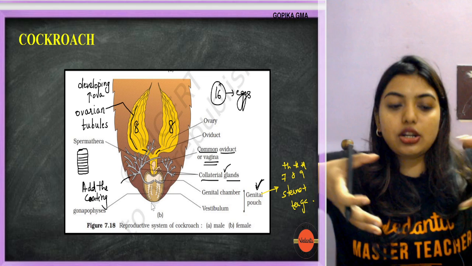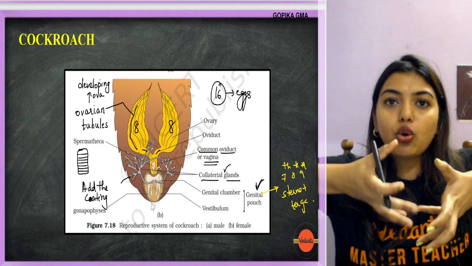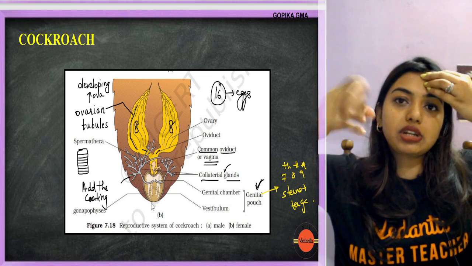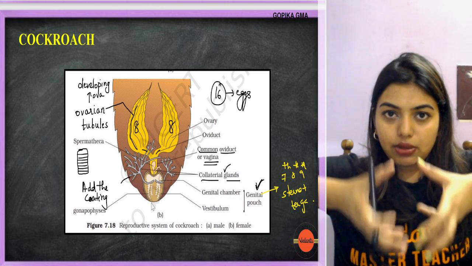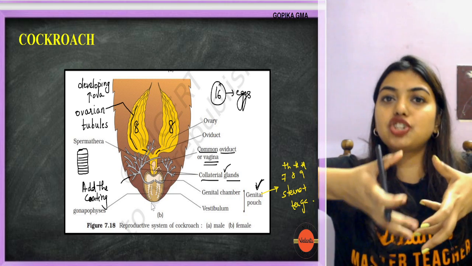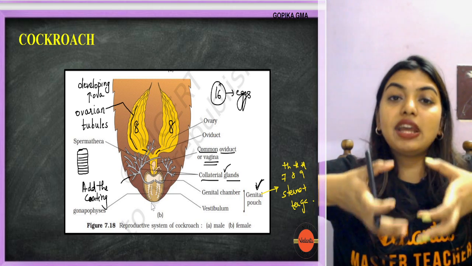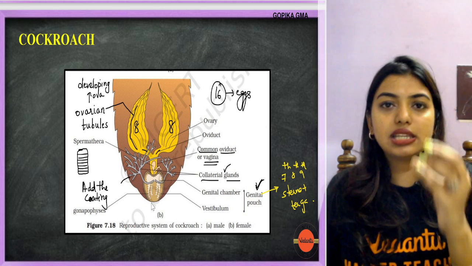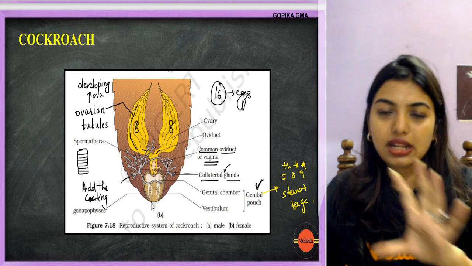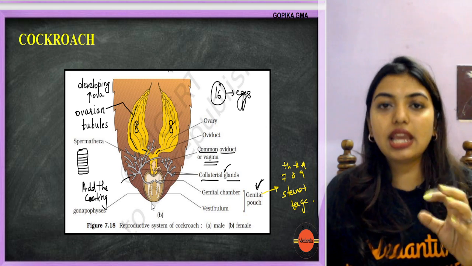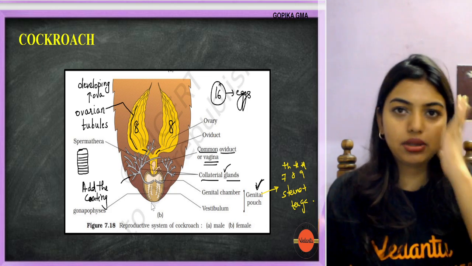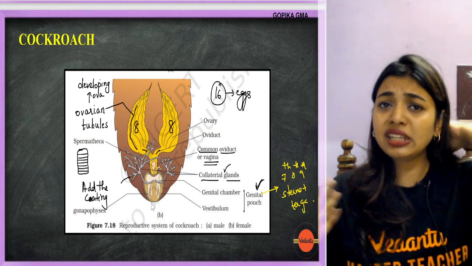Can you see those? Those are to hold the egg. So students, the sperm will come here, fertilization will happen and the egg will be there. That egg will be kept inside this genital chamber and the vestibulum. When the time comes, when they see that there are some cracks, they will release this egg, and after maturation, the larvae, the nymph, will come out.